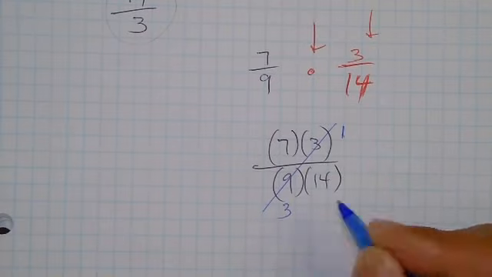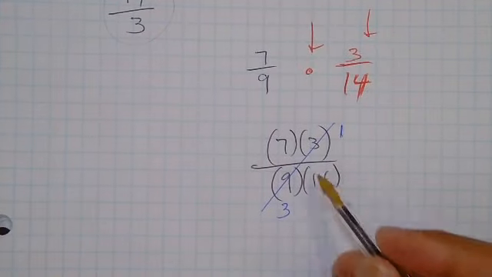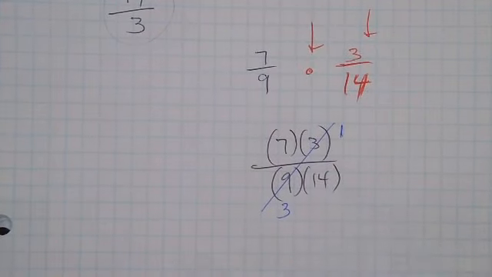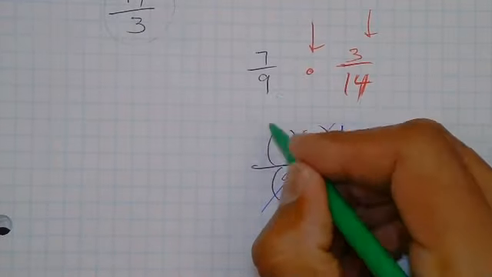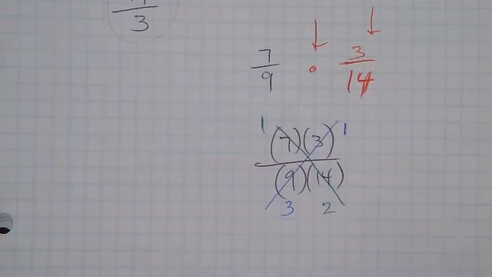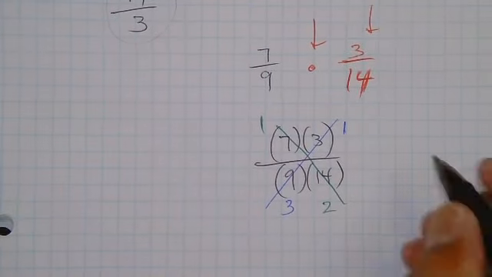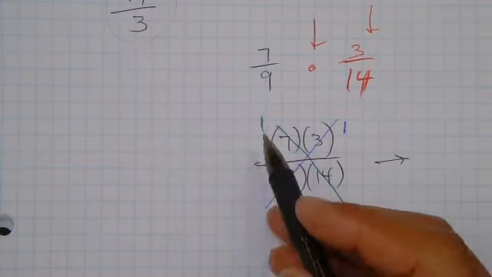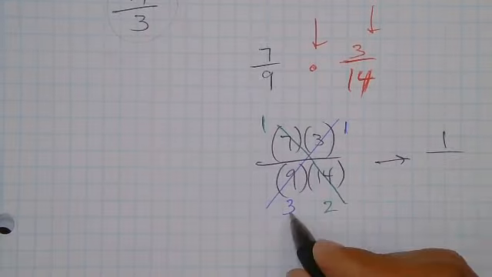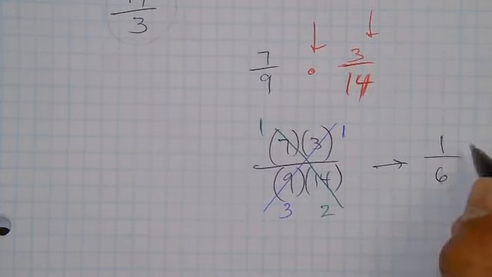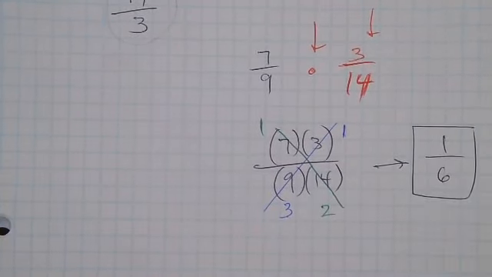3 and 9, right? So 3 goes into 1 and 3 right there. Okay, and also, yeah, you're right. The 7 and the 14. Everybody see that? Okay. So the answer is 1 times 1 is 1, and 3 times 2, 6.